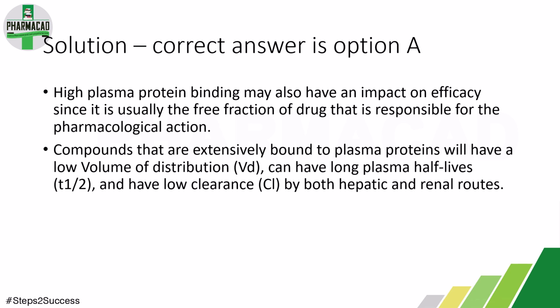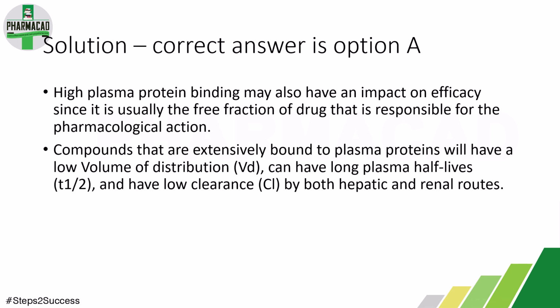So let's understand: if I have 10 milligrams of a drug, it does not mean that the entire 10 milligrams is giving us action. The fraction that is freely available, rather than plasma protein bound, will be responsible only for the pharmacological action. Compounds that are extensively bound to plasma protein will have low volume of distribution and can have a long plasma half-life. If the half-life, that is the T half, is very high, then obviously it indicates that the duration of action will be longer.